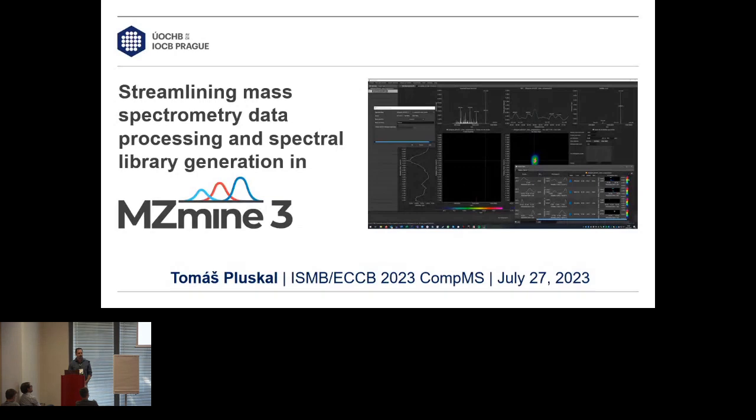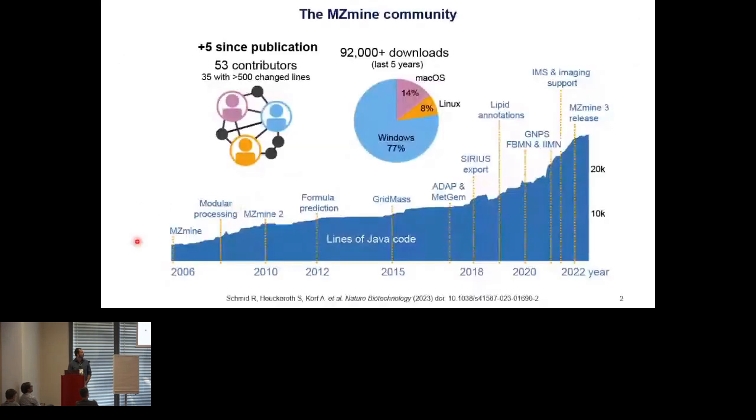The development of the MZmine platform was started in 2004, and the first paper was published in 2006. Since then, there has been continuous development. You can see the number of lines of code increasing over time. The second generation, MZmine 2, continued development, actually accelerating in the last 5-6 years as the community has expanded. And last year, we released the third generation, MZmine 3.